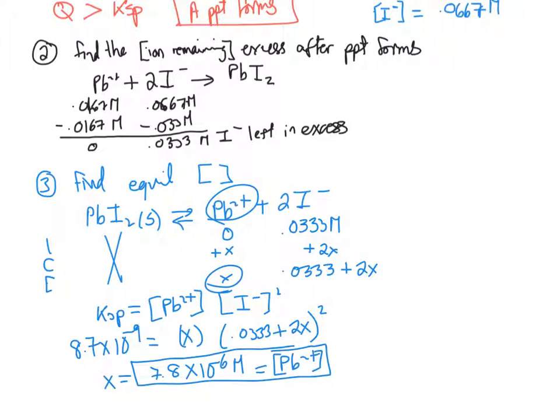If I wanted my I- concentration, that's going to be 0.0333 plus 2X. So 0.0333 plus 2 times the 7.8 times 10 to the negative 6, which ends up being, X is too small, it ends up being 0.033.